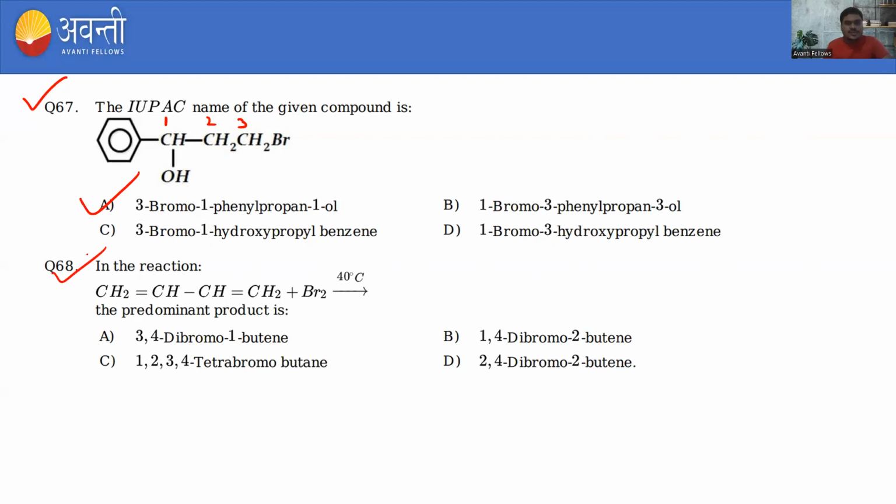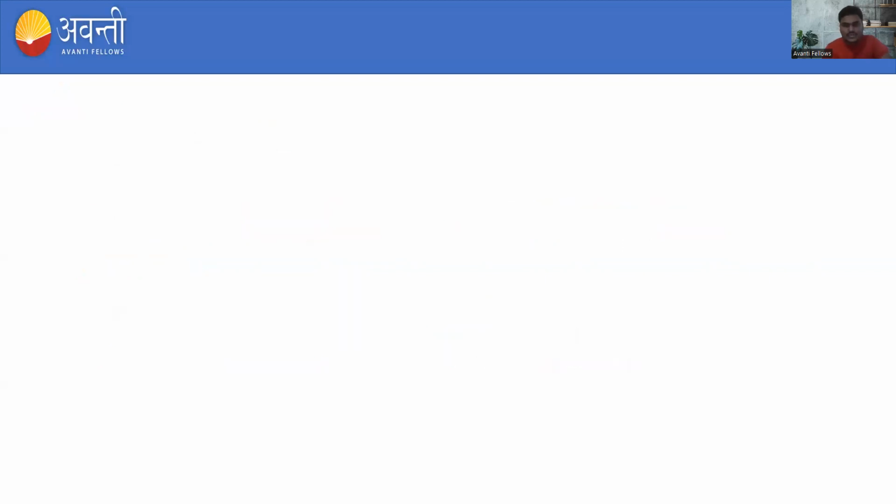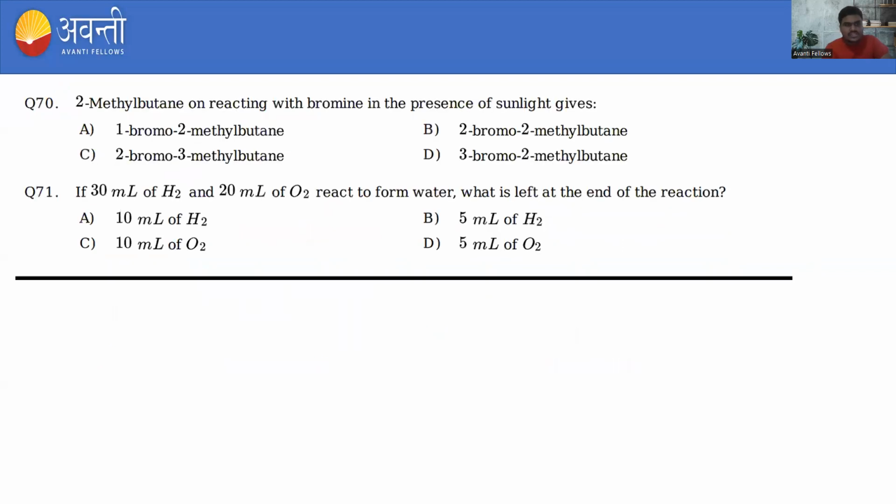Chalo. Question 68. In the question we have CH2=CH-CH=CH2 and Br2. So this is the addition reaction. The addition to a conjugated diene at 40 degrees Celsius always gives the 1,4 addition product. Okay, 1,4 addition product. So which one is the correct? That is B, 1,4-dibromo-2-butene. At low temperature they always give the 1,2 addition product.